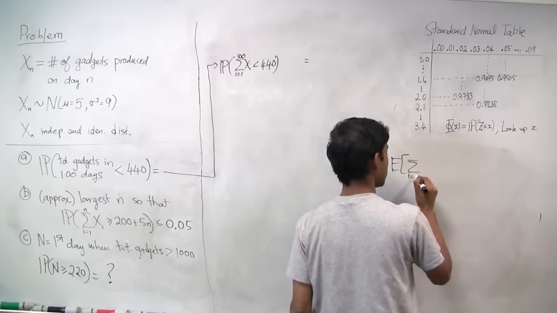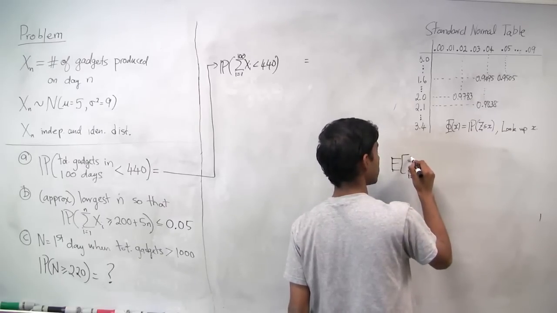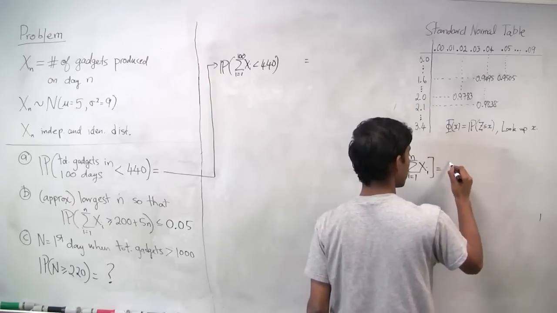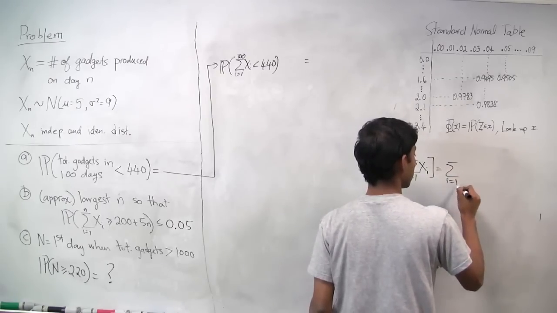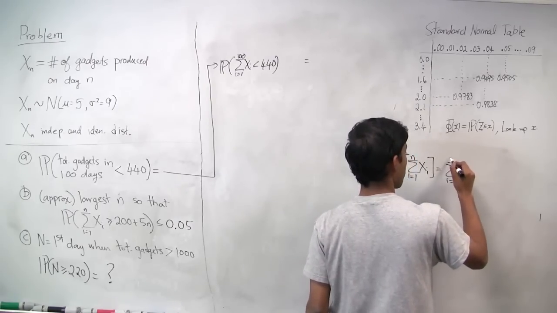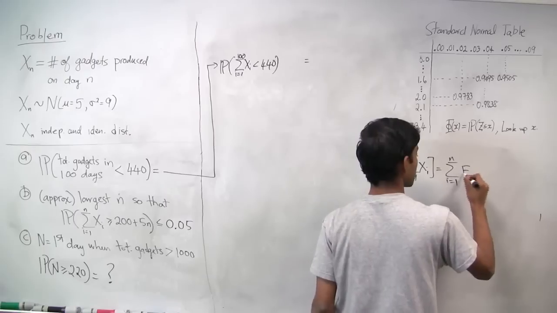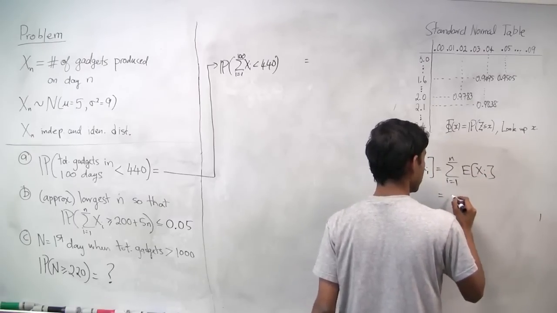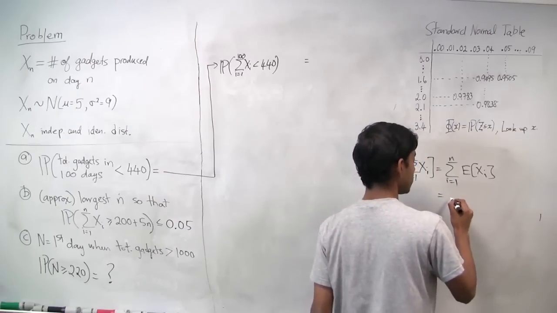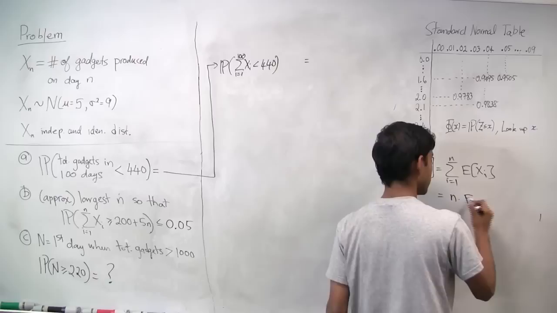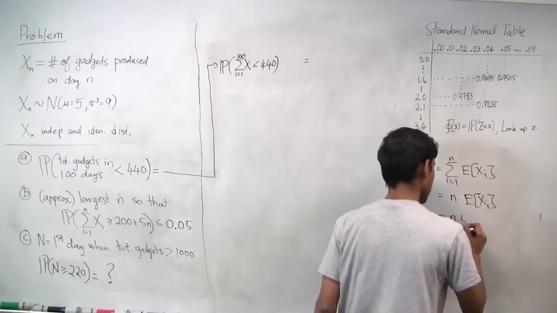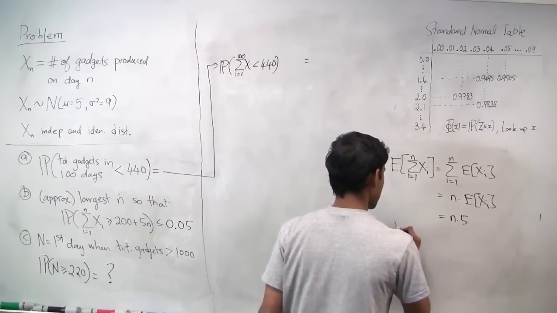I'm going to sum up from 1 to n instead of 100 to do it more generally. Linearity is preserved for the expectation operator, so this is the sum of the expected values. Since they're all identically distributed, they all have the same expectation, and there are n of them. And so we have this being n times 5.